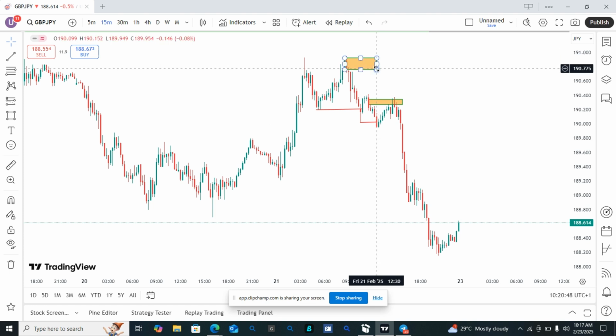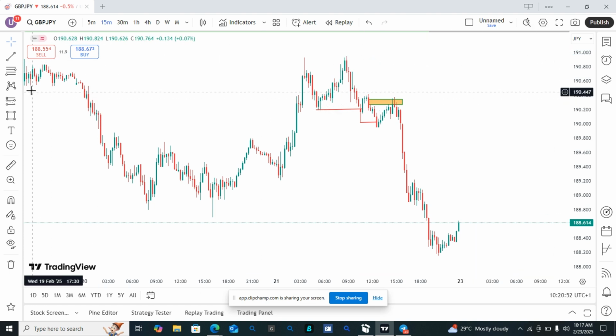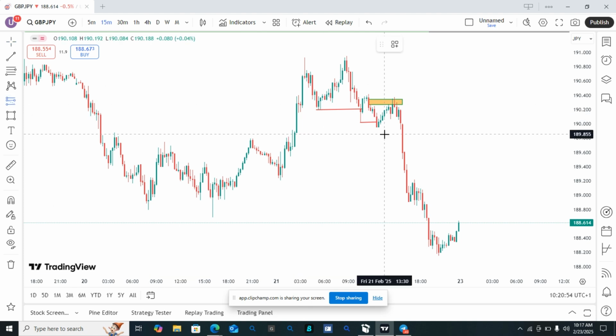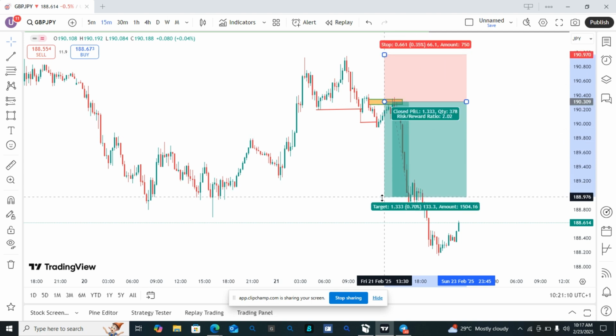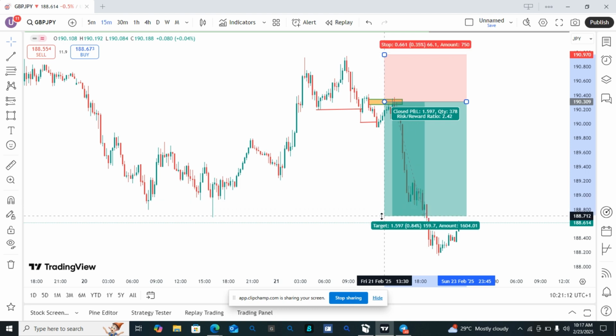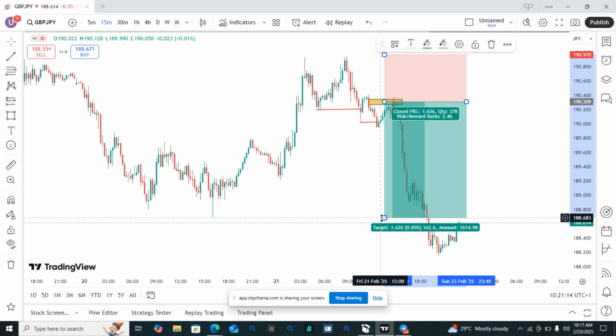Let's remove it. I put my pending order there, in this format, somewhere here. That's where I put my pending order. And my stop loss above this zone. And my first level of target is this liquidity here. This liquidity.